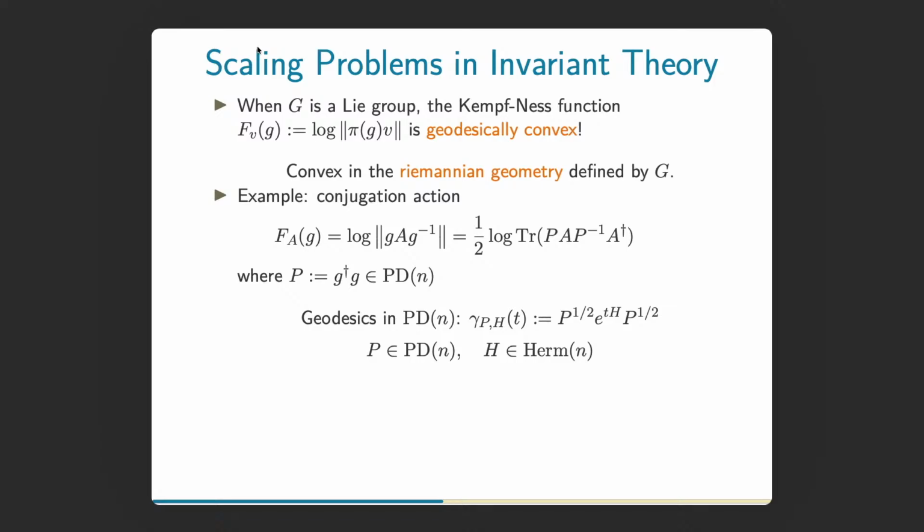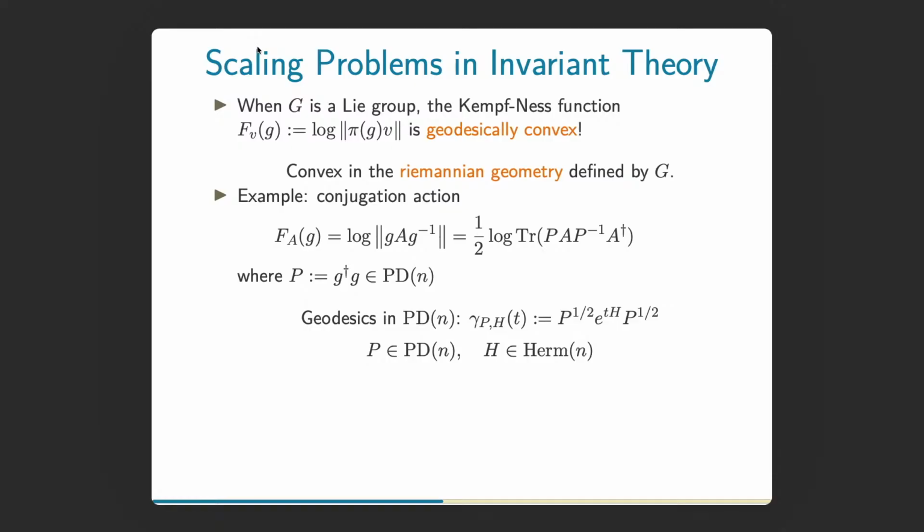So if I start at a point P, and my tangent direction is the set of all Hermitian matrices, how do I go from P to anywhere else? From P in the direction H, I just take P^(1/2), exponential of tH, and P^(1/2). So this is going to be my curve. These are going to be my geodesics. All my geodesics are like this.